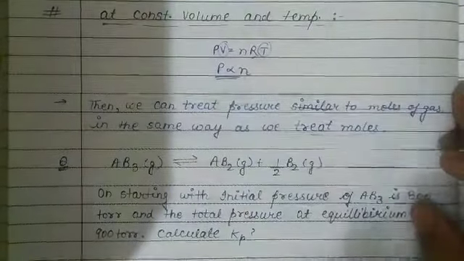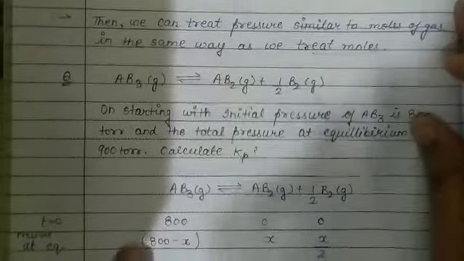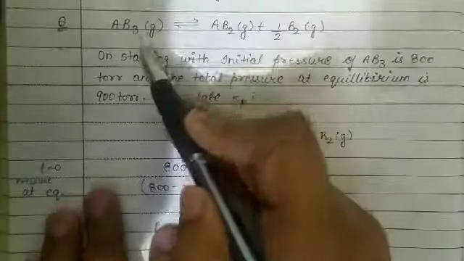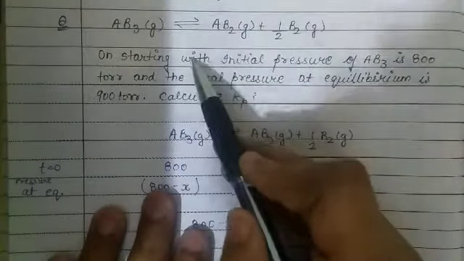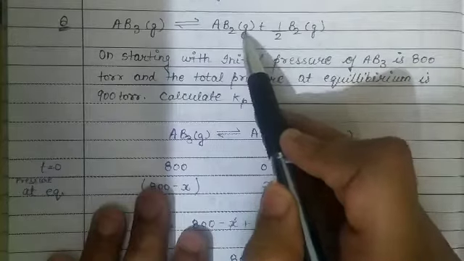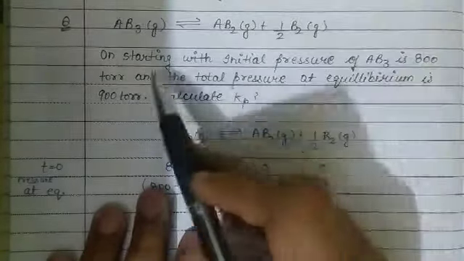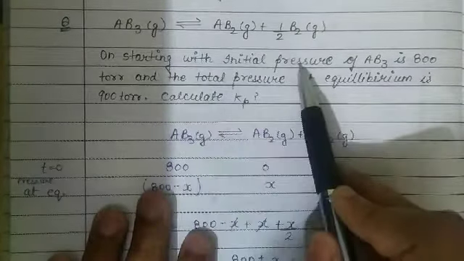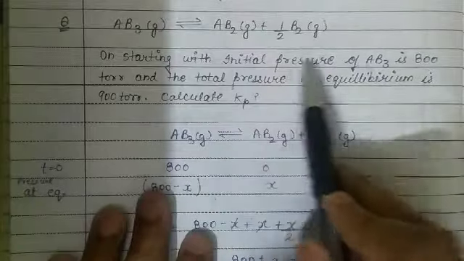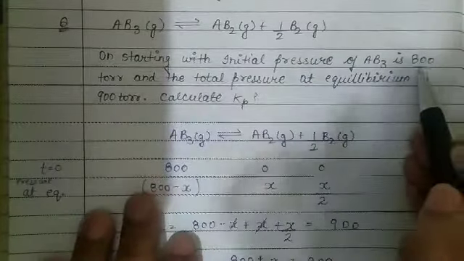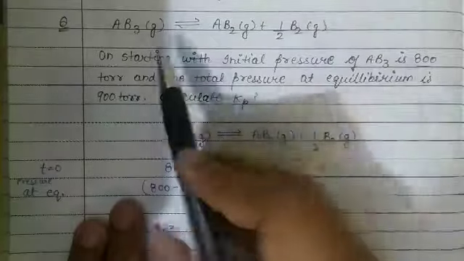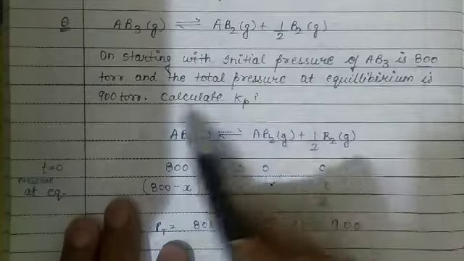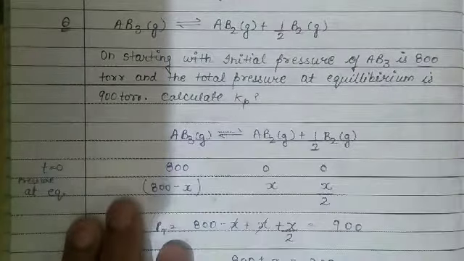See, for example, the question is, a gas is given, AB3 gas is given, and AB3 gas dissociates into AB2 gas plus half of B2 gas, and the reaction is given on starting with initial pressure of AB3, which is 800 torr. So starting pressure is given for AB3 is 800 torr, and total pressure at equilibrium is 900 torr. We have to find the value of Kp.